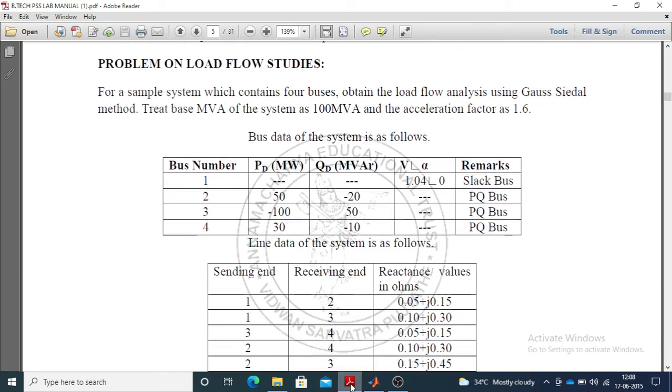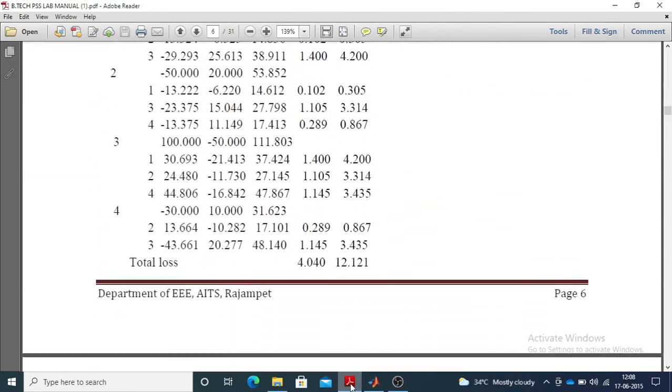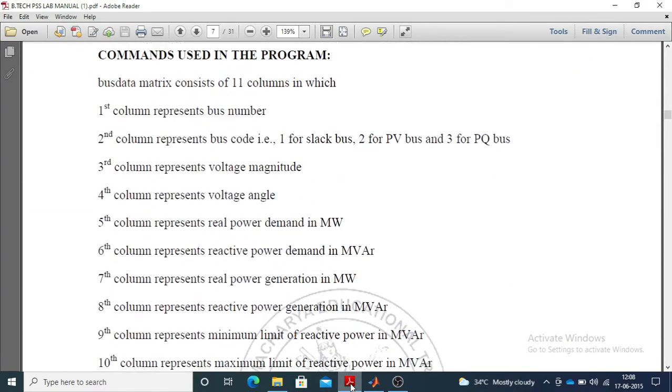Okay. So now, the commands used in the program. First we are going to declare 2 variables: one is the bus data matrix and the other is the line data matrix. The bus data matrix consists of 11 columns, in which the first column represents bus number, the second column represents bus code, that is 1 for slack bus, 2 for PV bus and 3 for PQ bus.